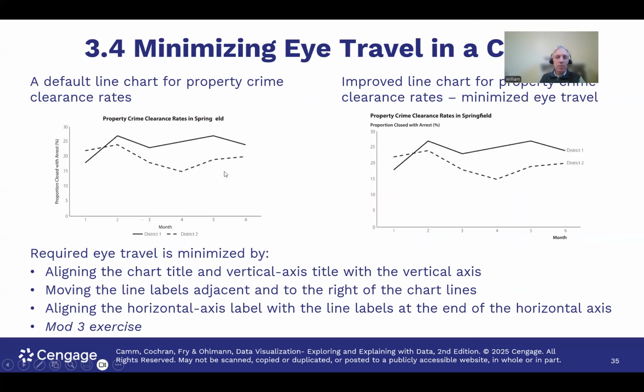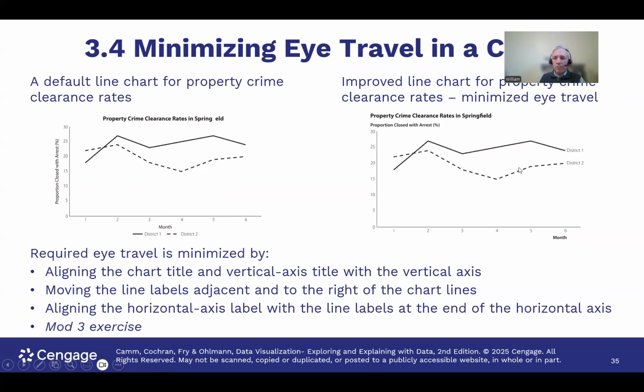So, oh, here's a good example. Here's a default line chart that I might have gotten out of Excel. The dashed line is District 2, the solid line is District 1. This is property crime rate in Springfield. We're missing an F here for some reason. And this is the proportion of closed cases, and this is the month. So we've got a time series across here. So we drew this as a line chart, and we've got two different districts.